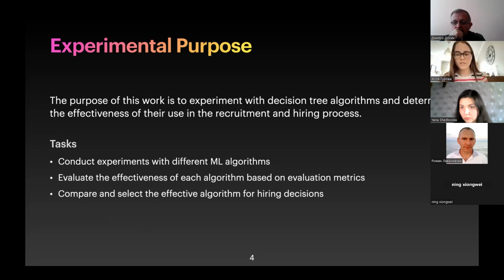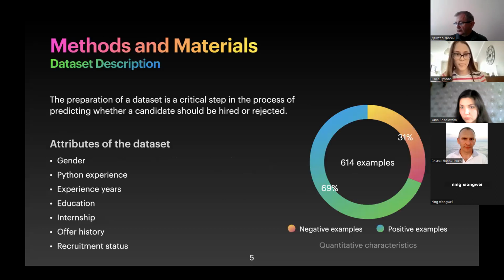The tasks of the work are to perform a series of experiments using different machine learning algorithms, evaluate the effectiveness of each algorithm based on evaluation metrics, compare and select the most effective algorithms for making hiring or rejection decisions. Consider the methods and materials used for the experiment. And let's start with the preparation of data.